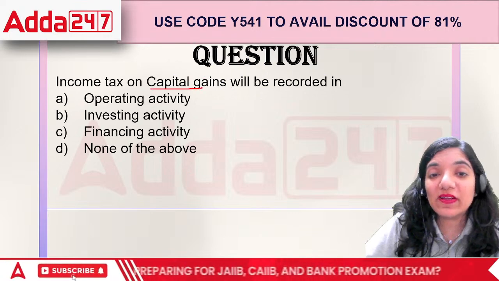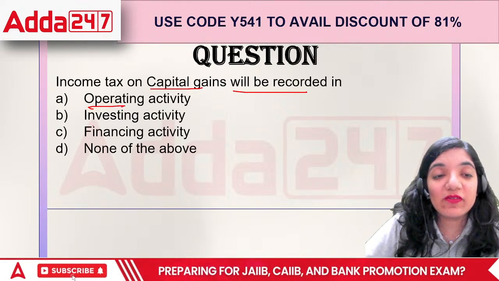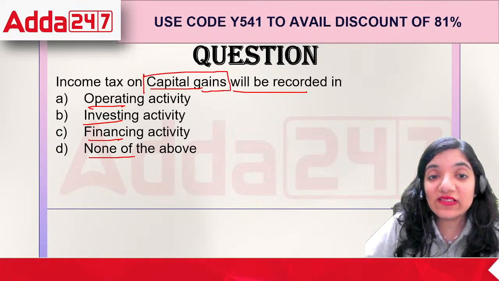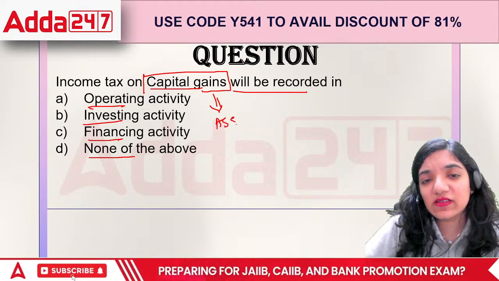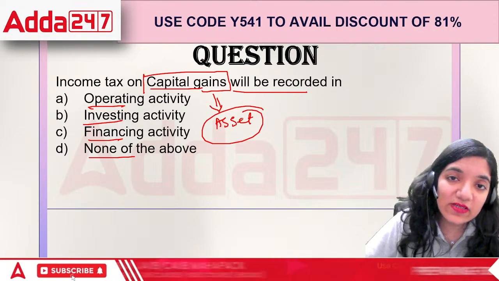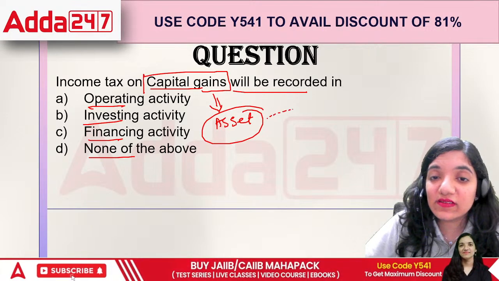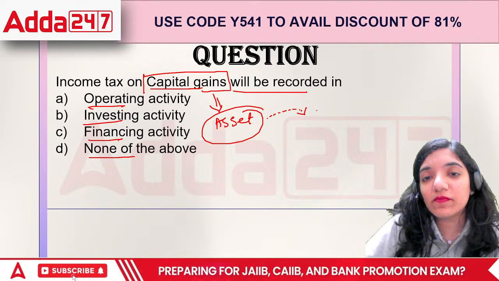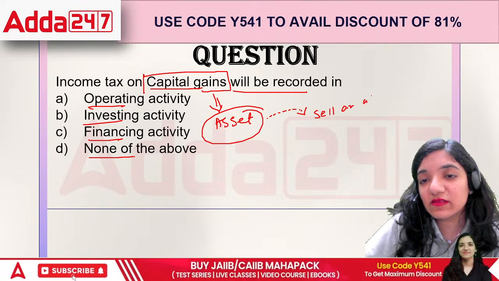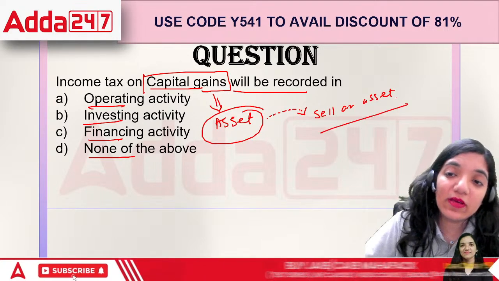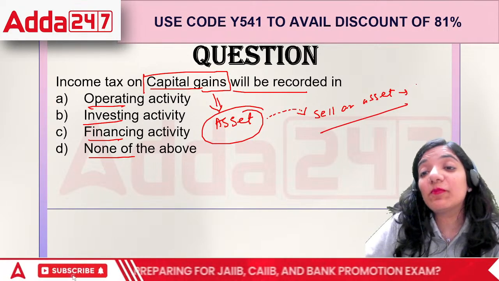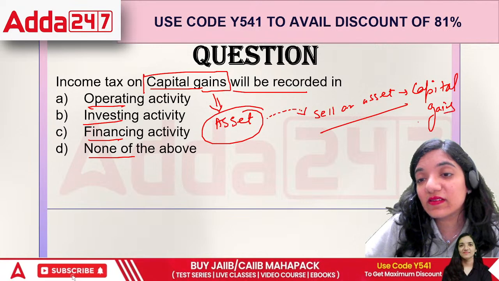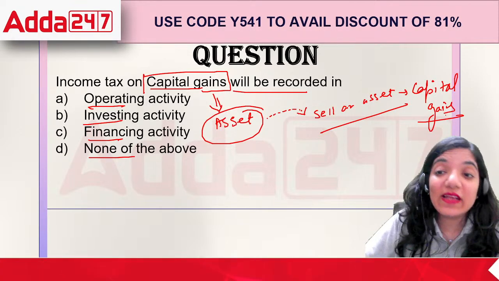Income tax on capital gains will be recorded in operating activity, investing, financing, or none of the above. See, when we talk about capital gains, this means we have an asset. If we have an asset and we would like to sell it, what will happen? We will receive money. On that money we receive, we have to pay capital gains. We are supposed to pay tax on it.